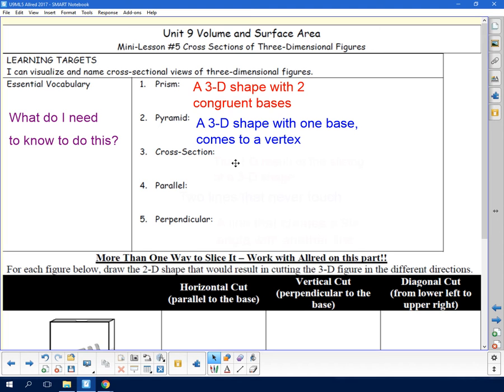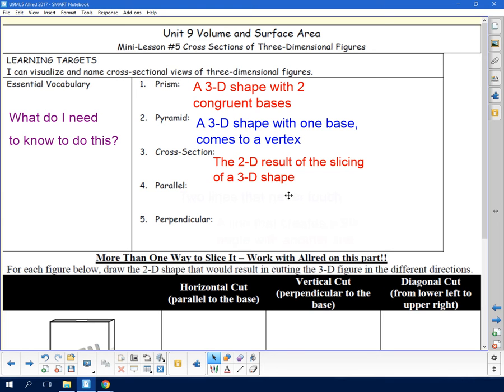A cross section, by the way, is the 2-dimensional result of the slicing of a 3-dimensional shape. So what we're going to do is take these shapes and slice them. That's going to create our cross section. And we're going to look at the 2D face on the actual slice, the inside of that cross section when we take the shape and open it up. We'll try to figure out what the 2D result is.